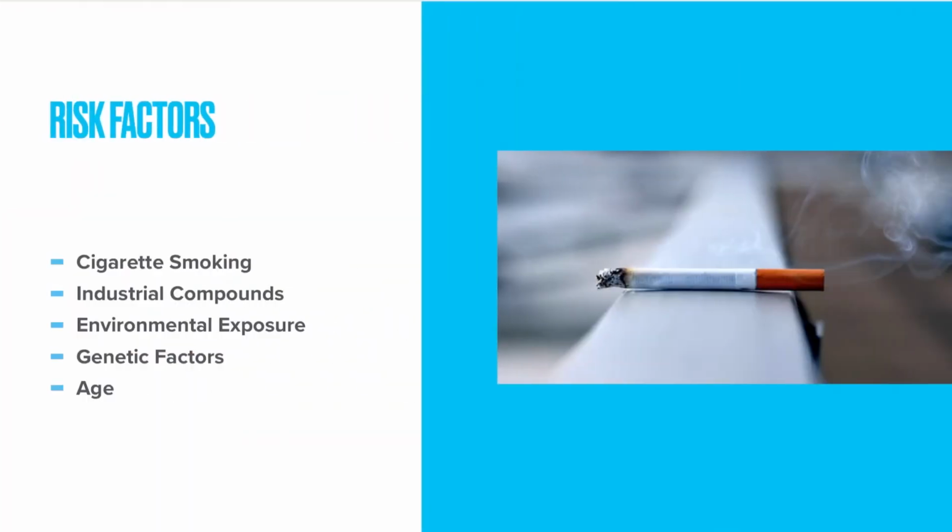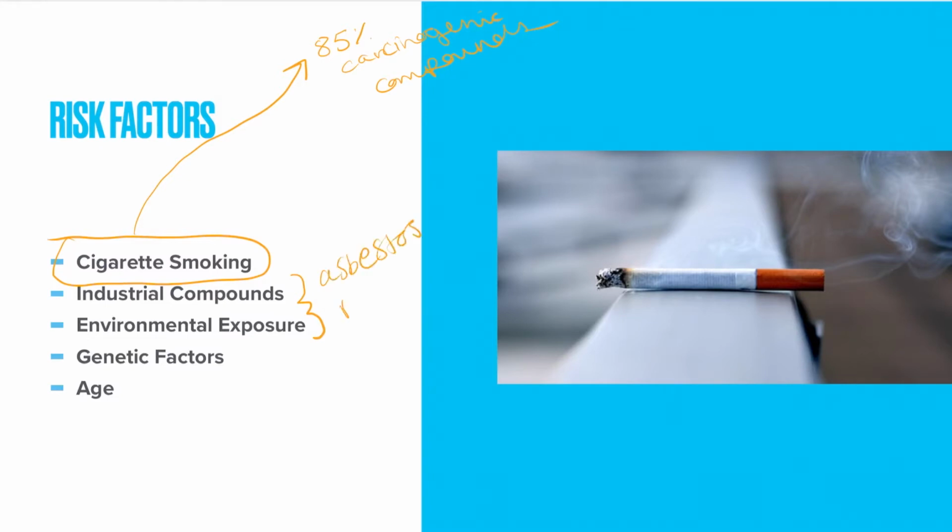So we know that there are a few things that make you more likely to get lung cancer, and the main factor is cigarette smoking. About 85% of lung cancers can be attributed to it, because it contains carcinogenic compounds. There are also a few other things that if you're exposed to will increase your risk of lung cancer, such as asbestos, radiation and radon gas.